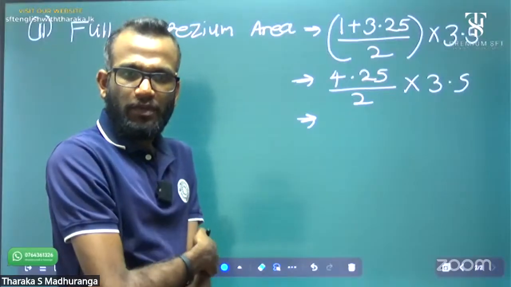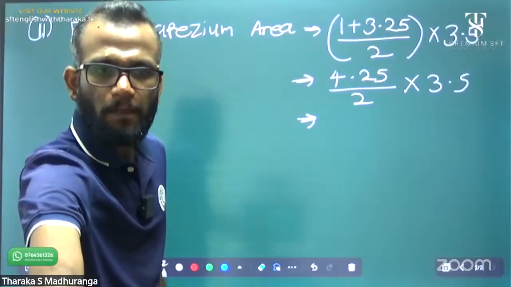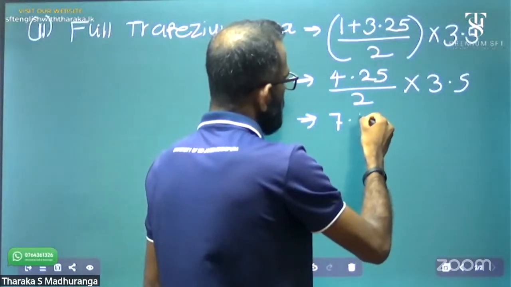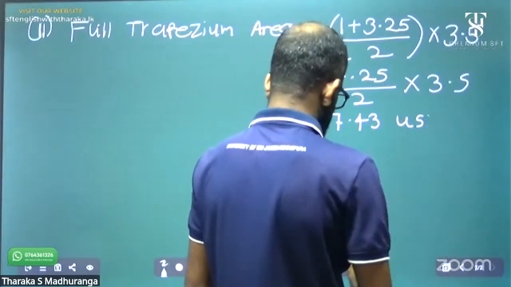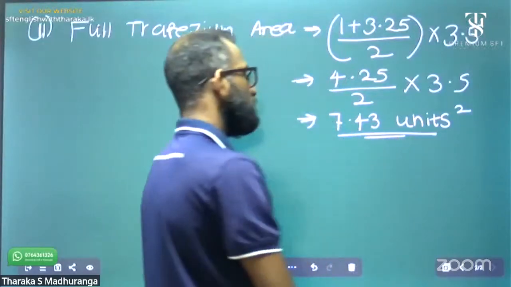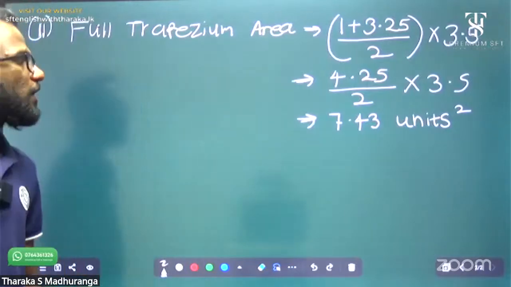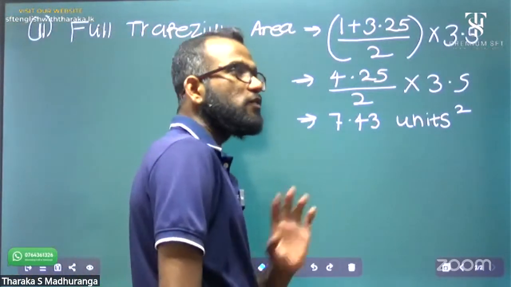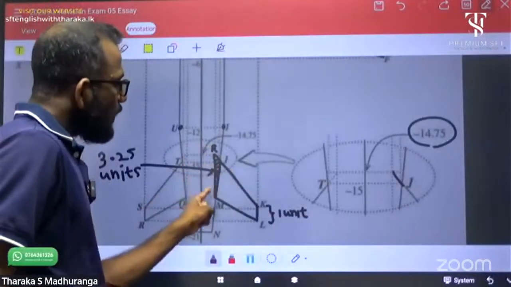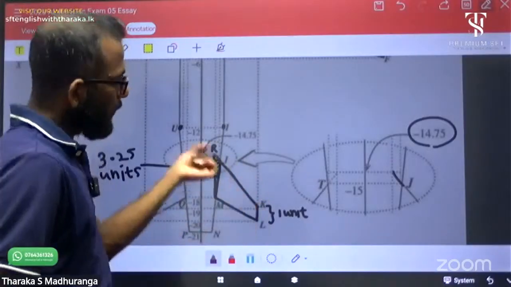Yeah. 7 point value. Yeah, 7.43 square units. It is not the final answer. It is a complete trapezium area. It is not the front wing area, right? You have to calculate this small triangle area and subtract it from the total trapezium area. Then you can get the front wing area.